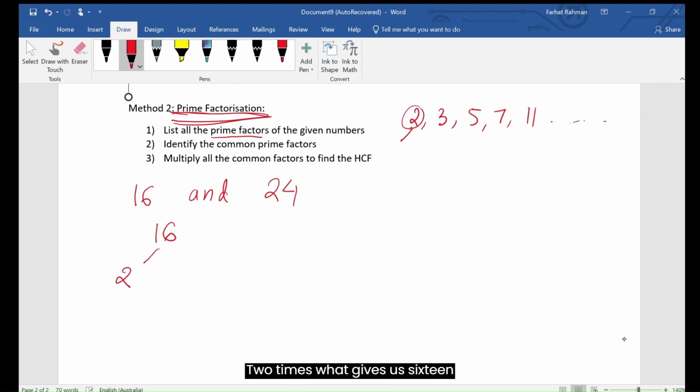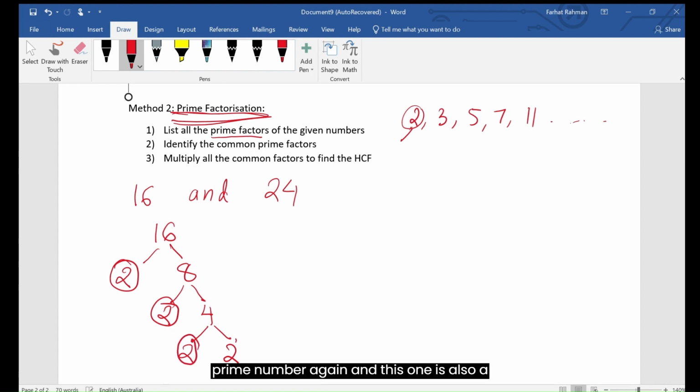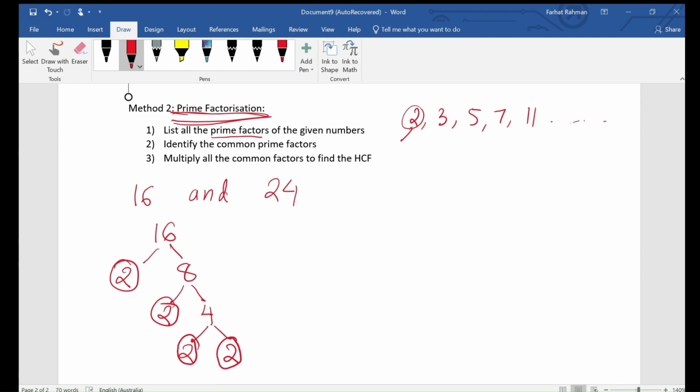2 times what gives us 16? 2 times 8 gives us 16. 2 is a prime factor or a prime number, so we don't do anything to this. We break 8 into more factors. We know 2 times 4 is 8. 2 is a prime number, so we leave it as it is. We can break 4 into 2 times 2 gives us 4. So 2 is a prime number again, and this one is also a prime number. And we are done with the prime factors of 16.